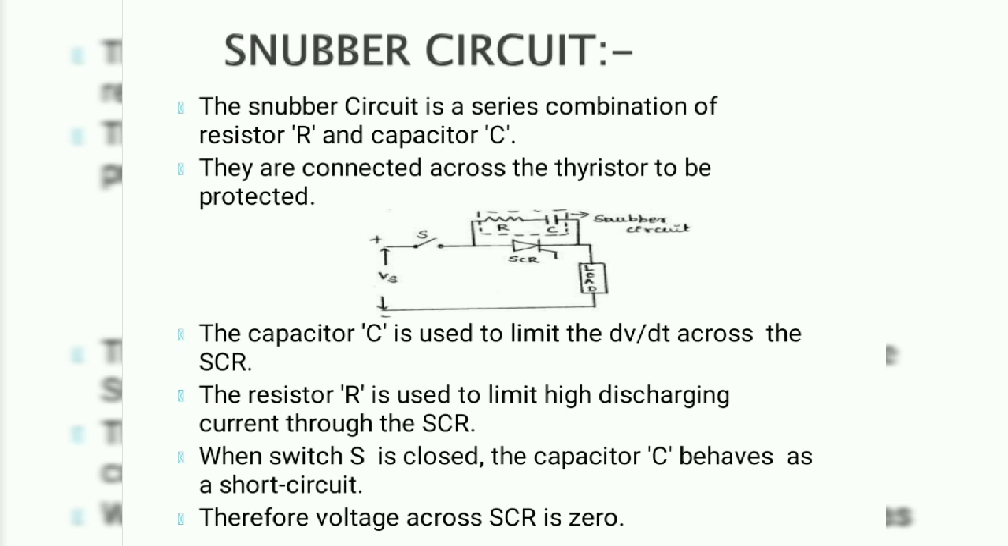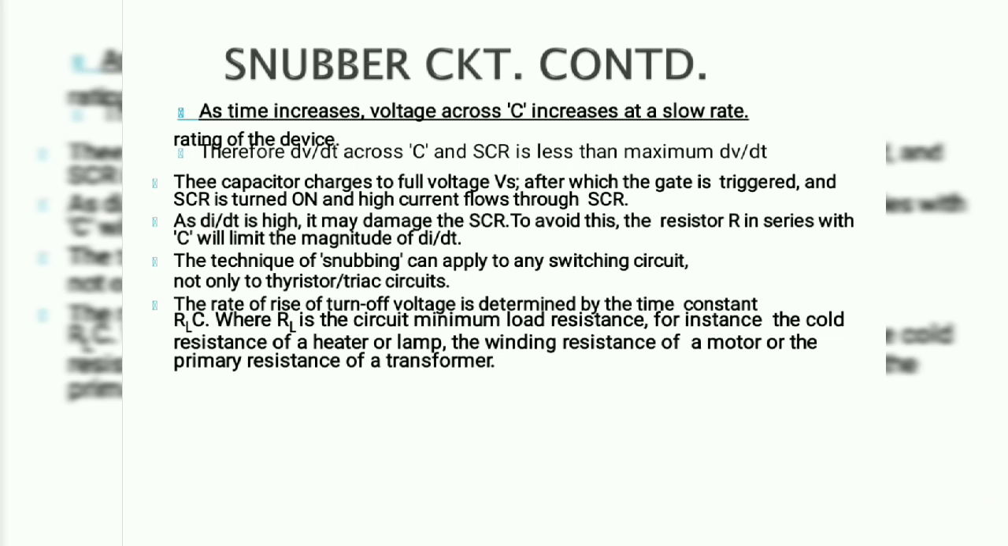When switch S is closed, the capacitor behaves as a short circuit. When the switch is closed, the capacitor acts as a short circuit, therefore the voltage across the SCR is 0. Maximum current is going to flow through the R value, in this direction. The voltage across the SCR is 0, so it is going to bypass. So that is the snubber circuit.